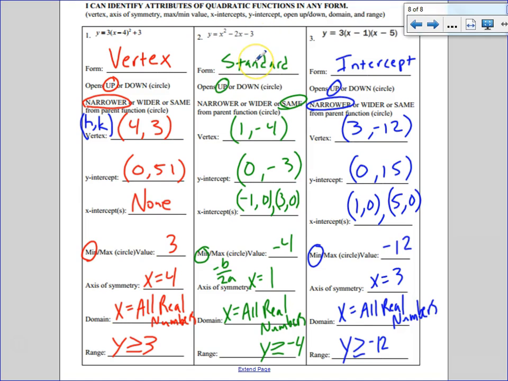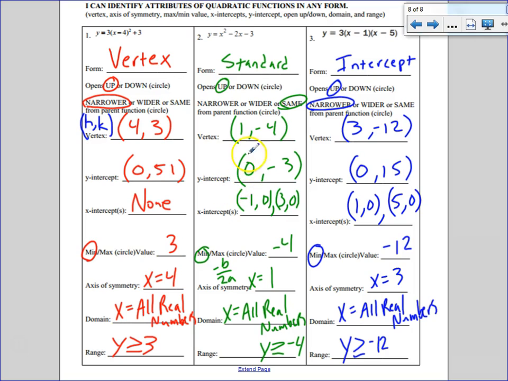The next one's in standard form. Standard form, you see it opens up because the a value is 1. It'd be the same width since its a value is 1. In order to find the vertex, we've got to find its axis of symmetry, which is negative b over 2a in the standard form. So positive 2 divided by 2 times 1 gives us 1. Plug 1 in to find our vertex.